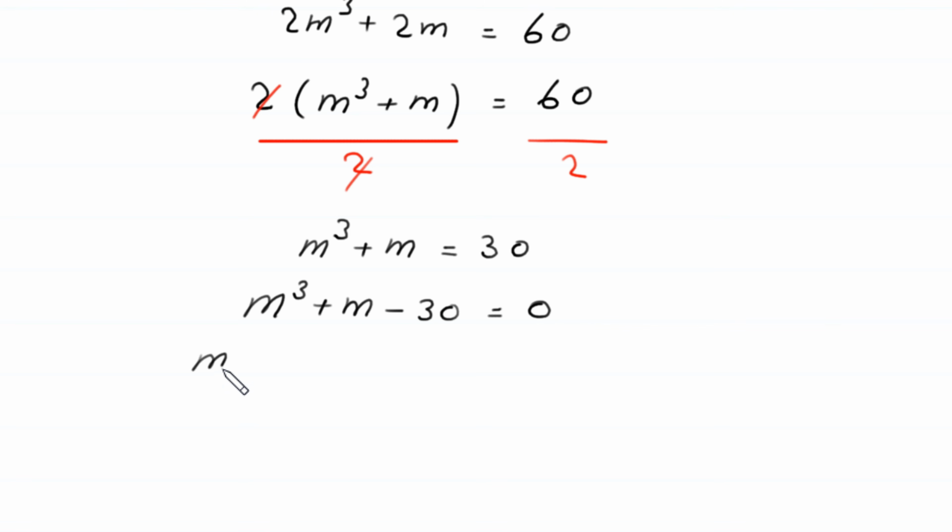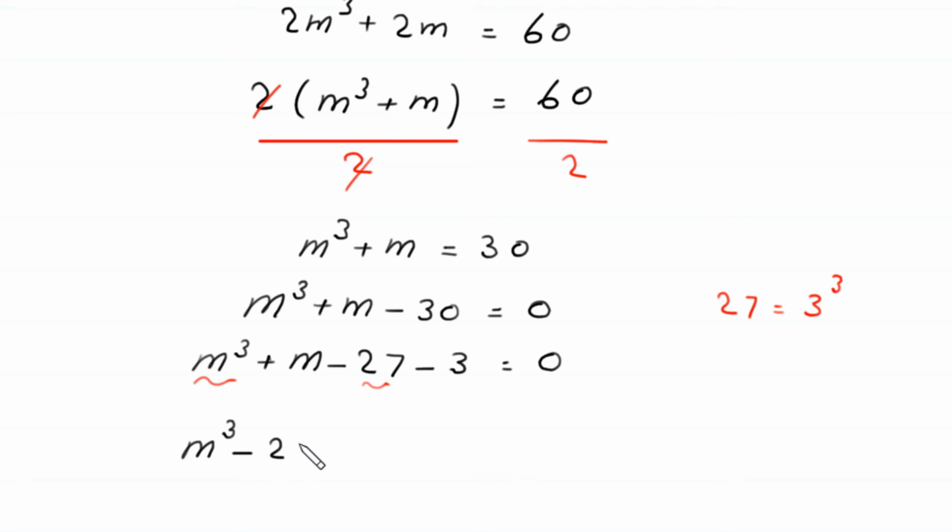Next, m^3 + m minus this 30 can be written as 27 minus 3 is equal to 0. Now because this 27 is same as 3 cubed, so we write this 27 with this m^3. So this equation will become m^3 - 27 + m - 3 is equal to 0.